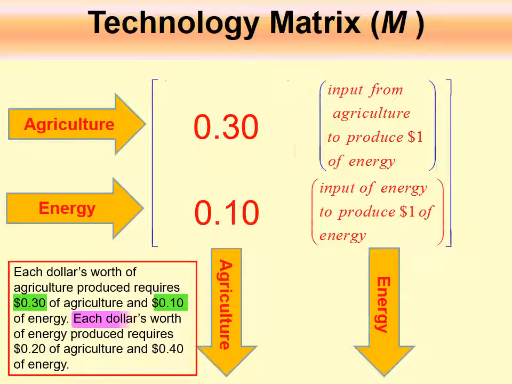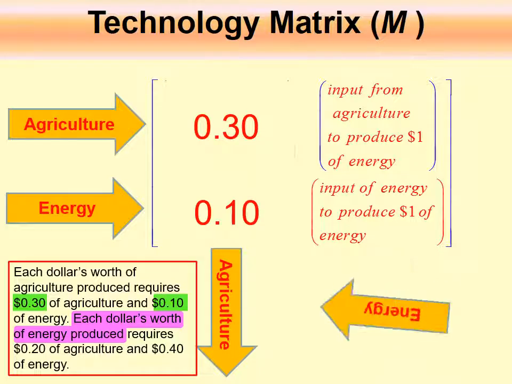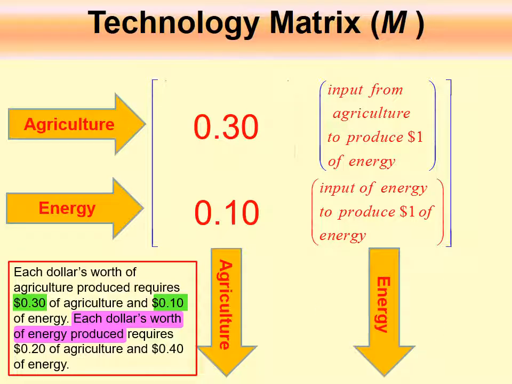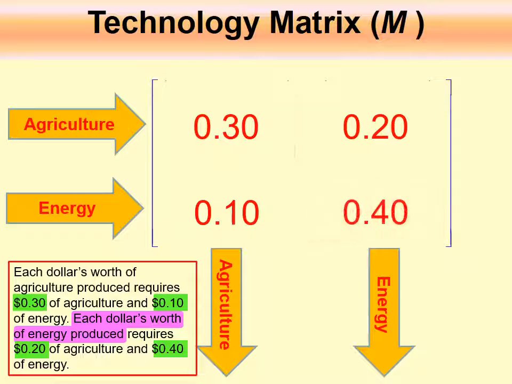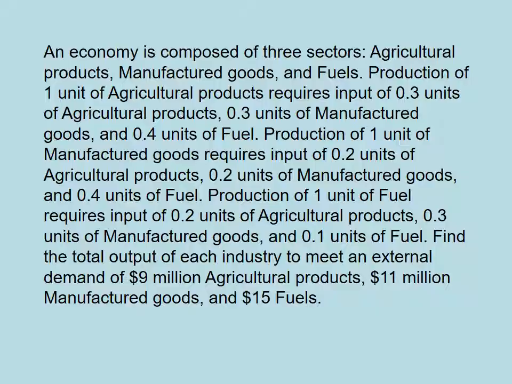Each dollar's worth of energy produced means the second column. Which one of those numbers corresponds to input from agriculture? That would be the first number. And the 40 cents is the input from energy. Now that's how we create our technology matrix.